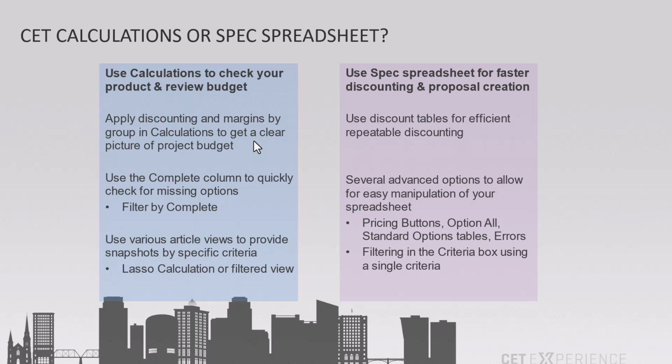Also in calculations, to see if a line item is fully optioned, keep that complete column turned on because then you can filter incomplete items by using that complete column. Also, use various article views to provide snapshots by specific criteria. So in CET, you can create very specific article views for very specific parts and pieces quickly.